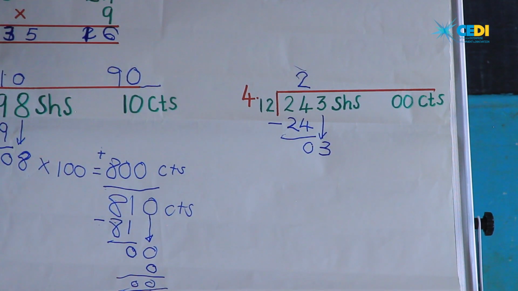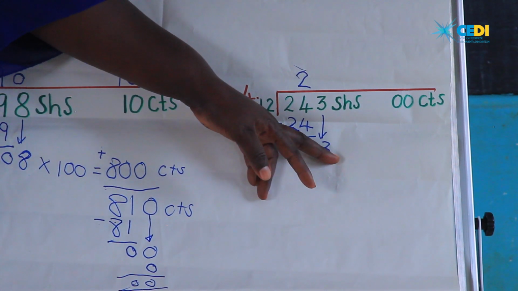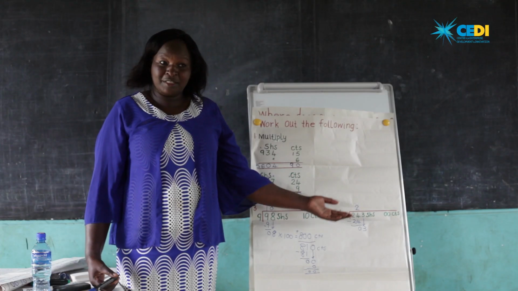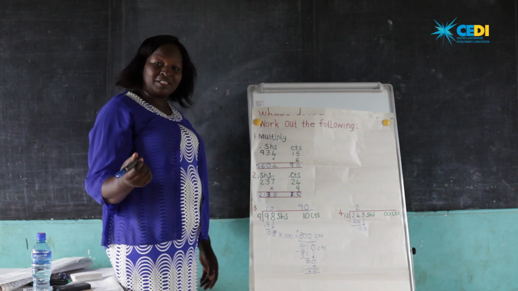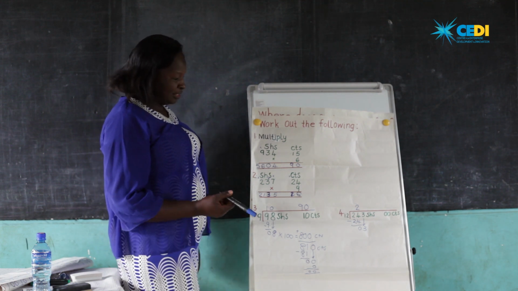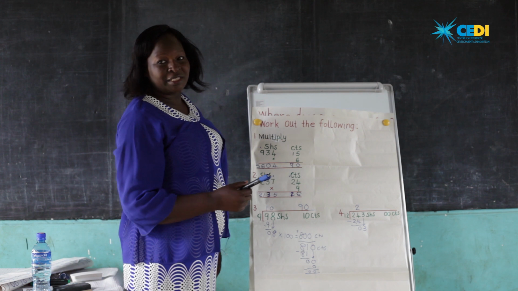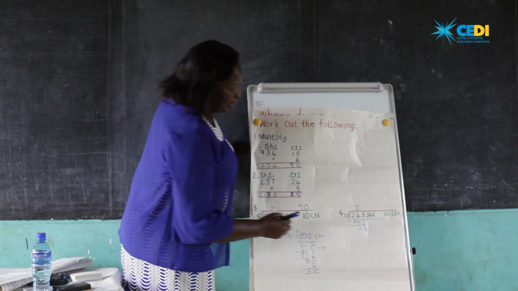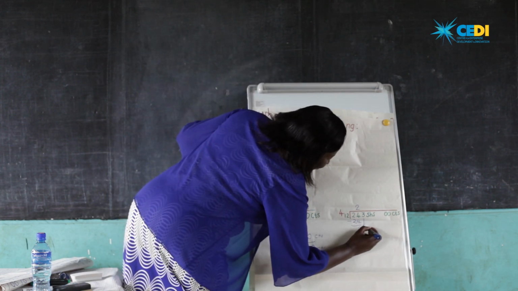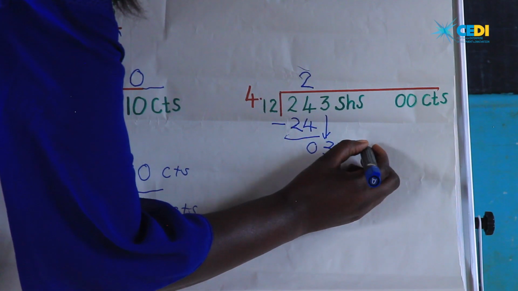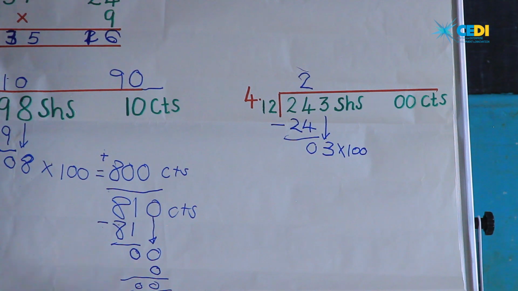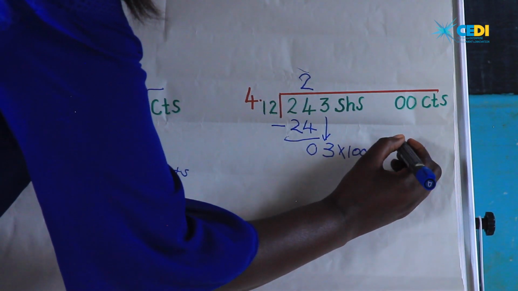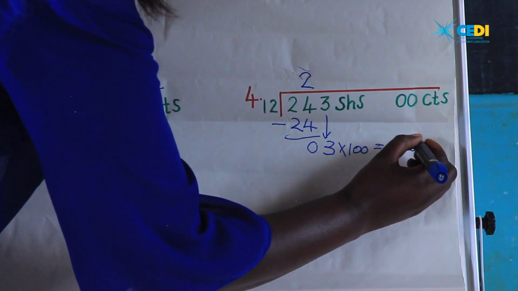3 shillings, 12 children. Won't they fight? So what do I do to the 3 shillings? I change the 3 shillings into cents by multiplying by 100. Which will give us 300 cents.